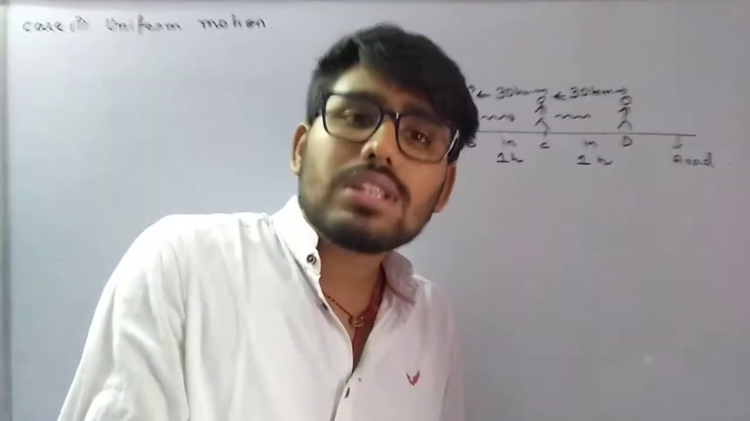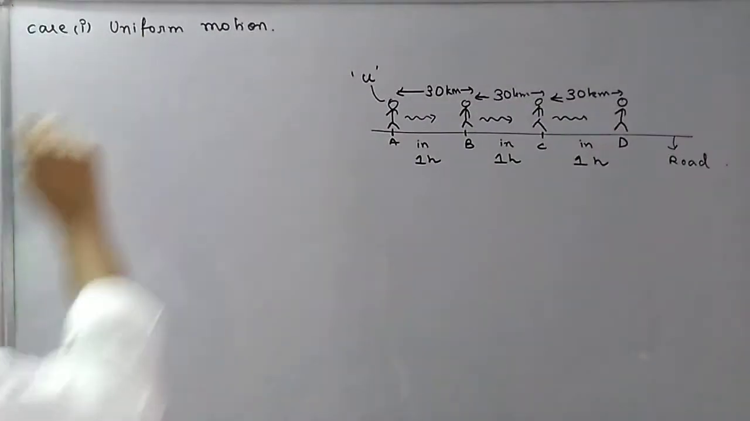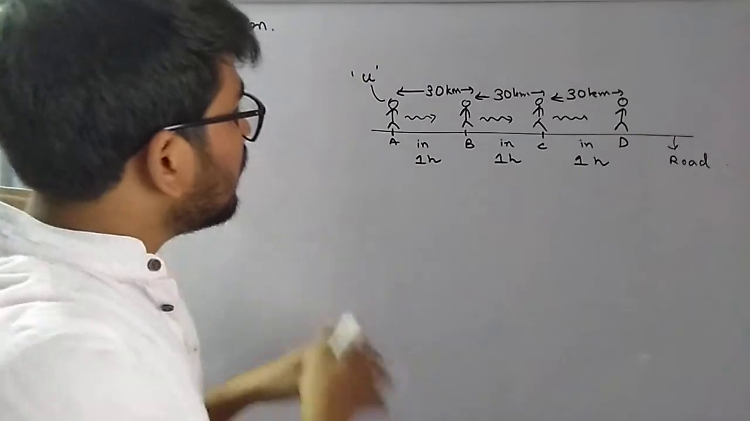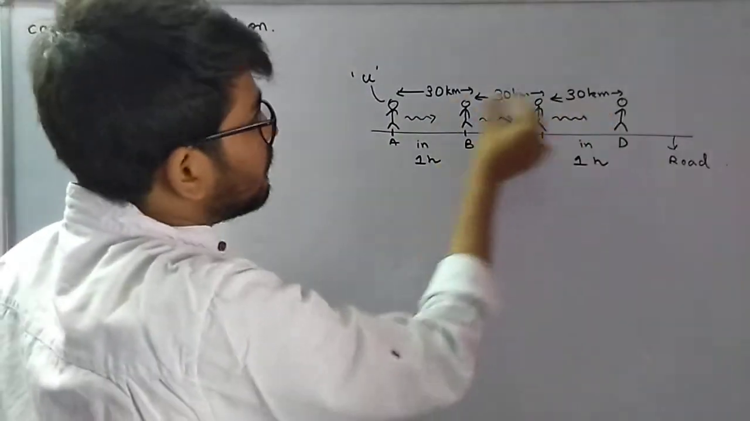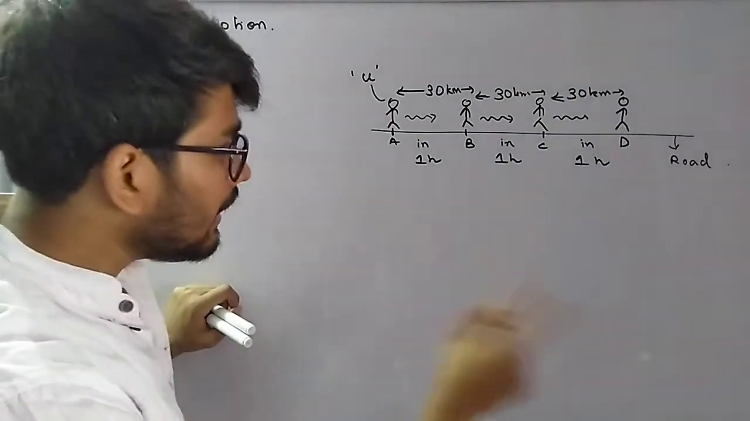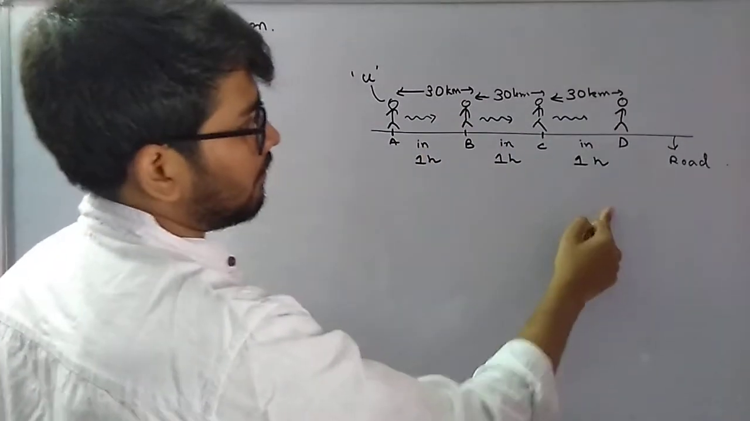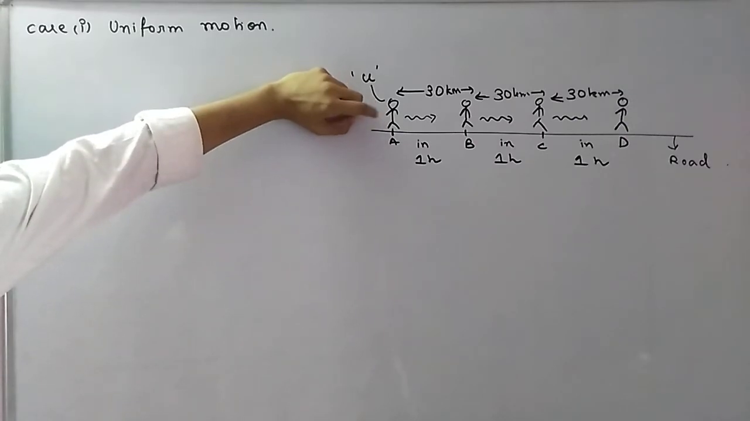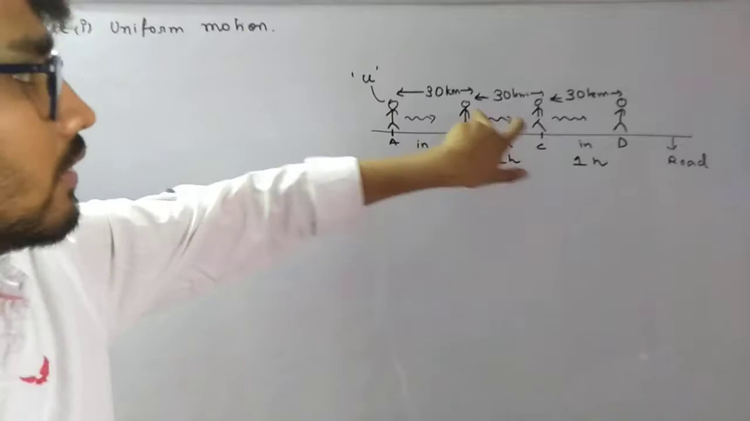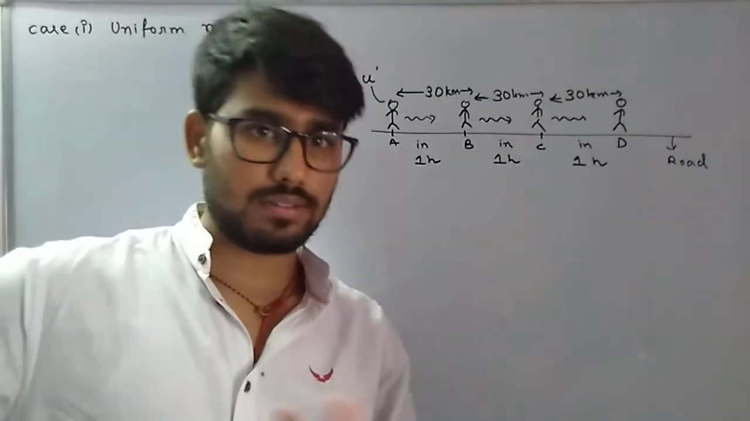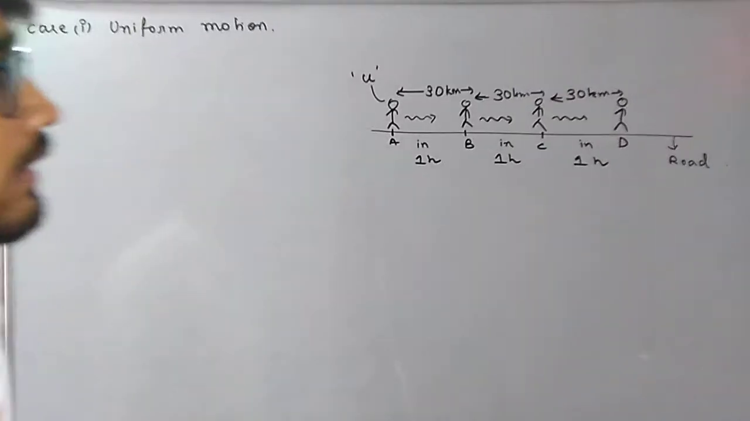We are just using the definition of uniform motion, which simply says that the object will cover equal distance, 30 kilometer, 30 kilometer, 30 kilometer, in equal interval of time. That is, this person is covering equal distance, that is 30 kilometer, in equal interval of time, that is 1 hour. I hope it's clear. Fine.